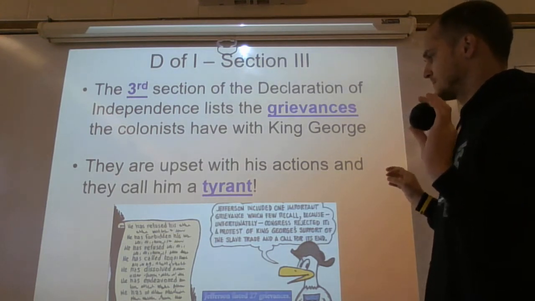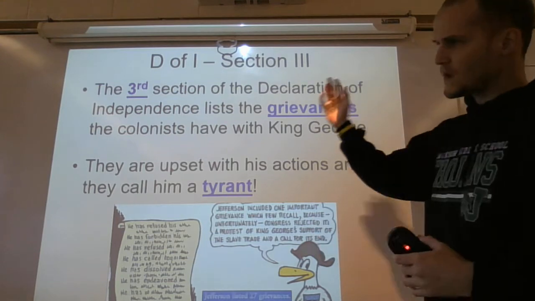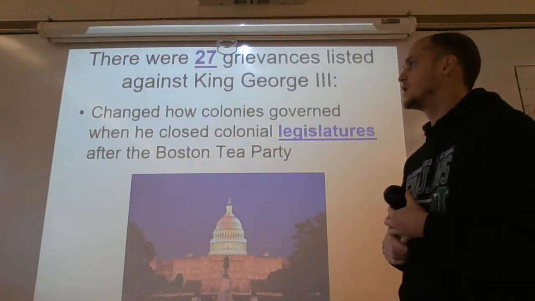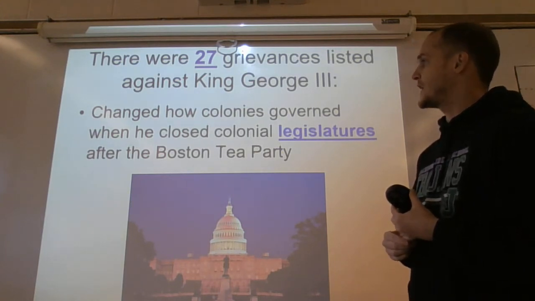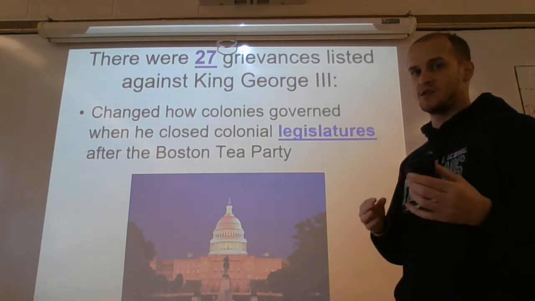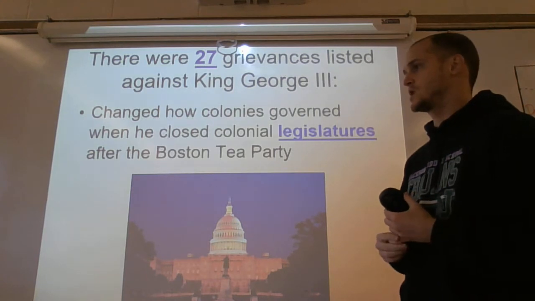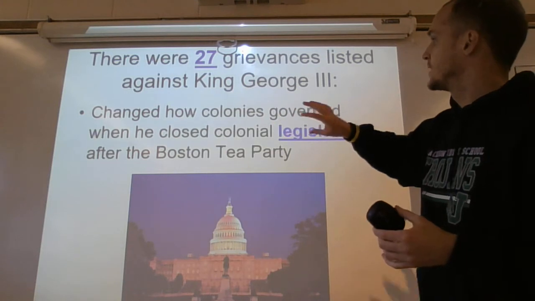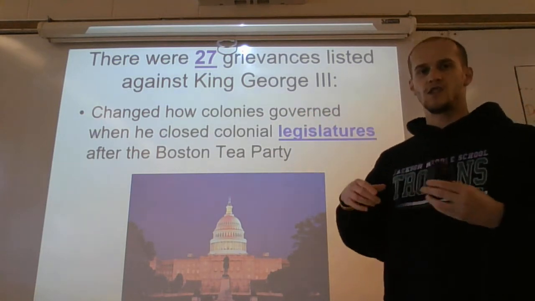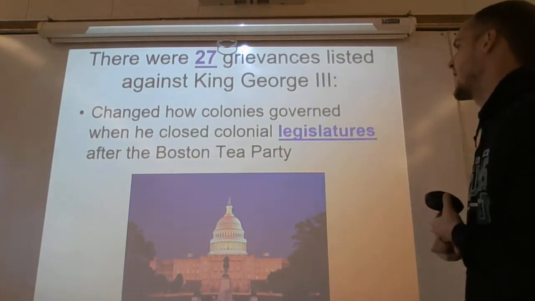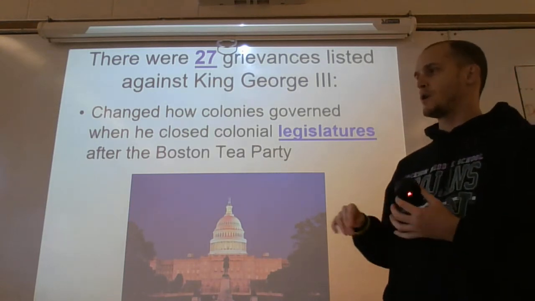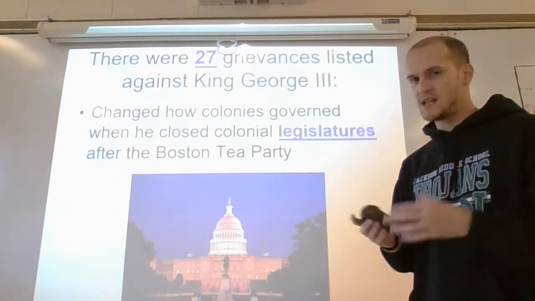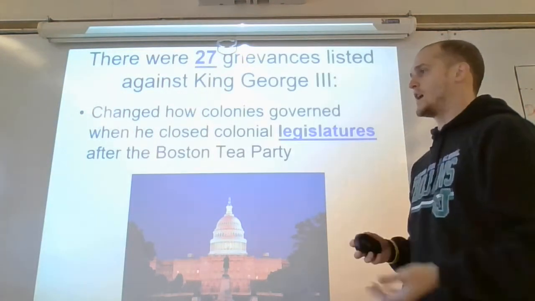Within these 27 grievances are things that we have talked about. 27 problems the colonists had with King George and England. It changed how the colonies governed. King George said the colonies had to govern differently after the Boston Tea Party. It closes down the legislatures that the colonies had set up to run their own colonies, and King George shuts those down. That's one of 27.